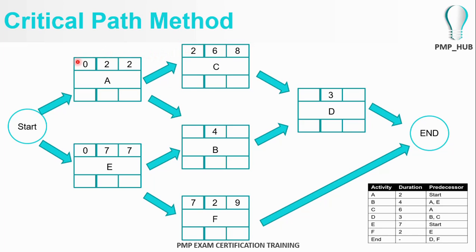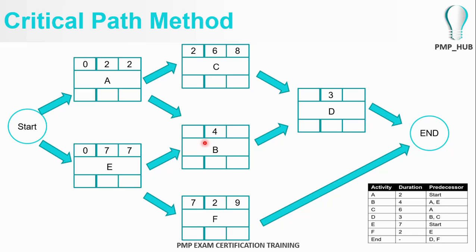So we start from day 0, 2 days for activity A. The earliest finish time will be 2 days. Activity C, we start from the second day, 6 days for it, and the earliest finish time is 8 days. Activity E, starting from 0, takes 7 days, earliest finish time is 7. And activity F, which is directly after activity E, the earliest start date is 7, 2 days to complete, and the earliest finish time is 9.